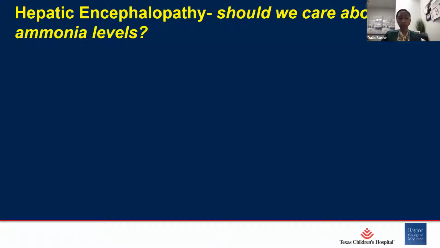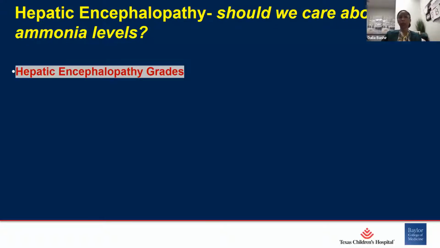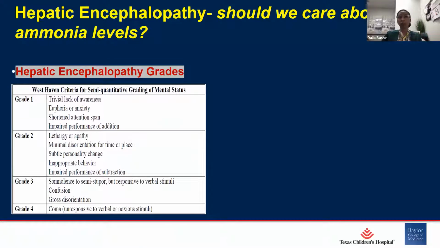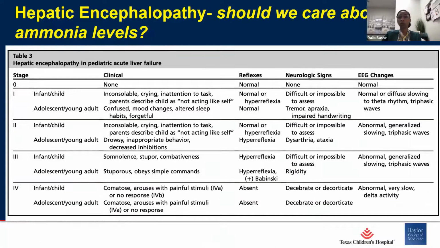We can use different classifications or grading systems for hepatic encephalopathy, and we'll see anywhere from grade 1 to grade 4 using West Haven criteria or Glasgow Coma Scale. So this is the West Haven grade 1 being trivial lack of awareness, just impaired performance, all the way up to coma being grade 4. And this is what we typically use to also classify or characterize the hepatic encephalopathy in the pediatric population. And you'll notice that we have some neurologic signs in this, reflexes, and also EEG changes that can be detected in the pediatric population.